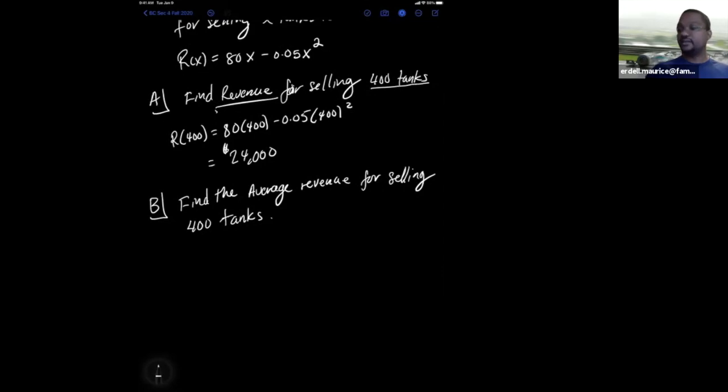Again, quite simply, the average revenue, R-bar of 400, is going to be R of 400 divided by 400. And so that's going to be 24,000 divided by 400, which is equal to 60.